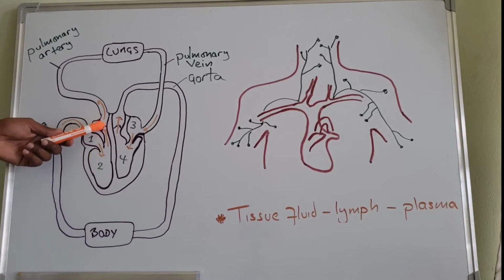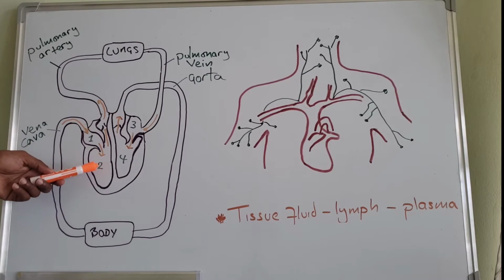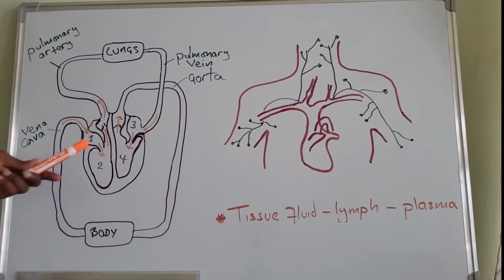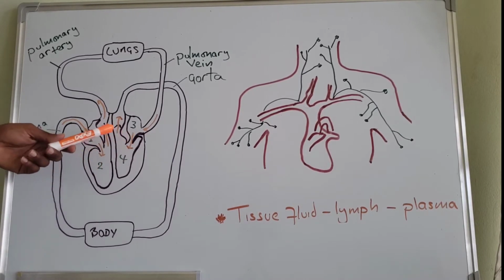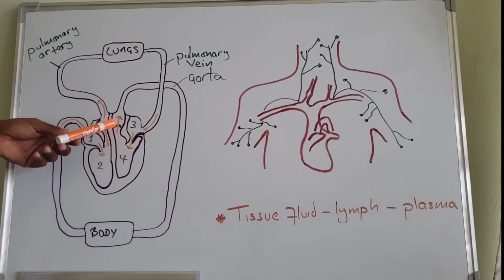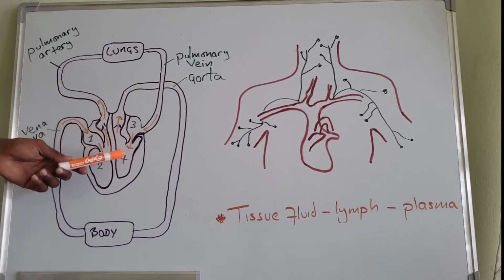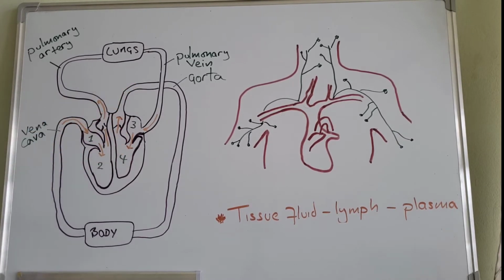We then have another valve right here that is one of the semi-lunar valves. That's the pulmonary valve, which allows blood to flow from the right ventricle to the pulmonary artery and then to the lungs. We have another valve here, the bicuspid valve, also known as the mitral valve, which allows blood to flow from the left atrium to the left ventricle. And we have the other of the 2 semilunar valves, our aortic valve, which allows blood to flow from our left ventricle to our aorta. All right, so these are the valves that exist.